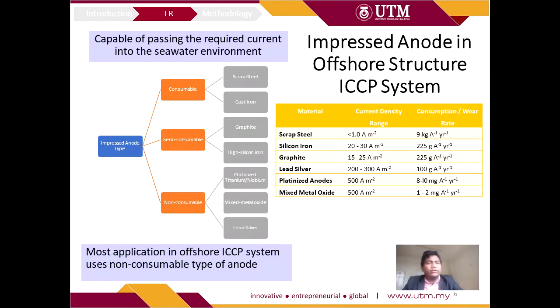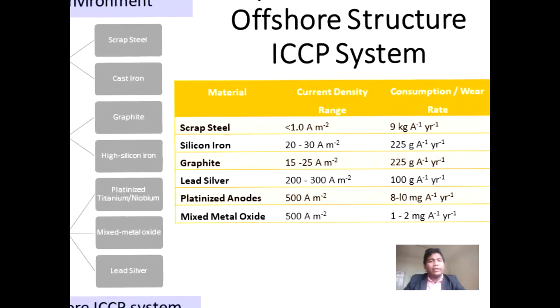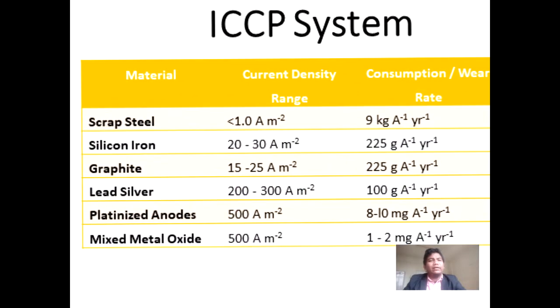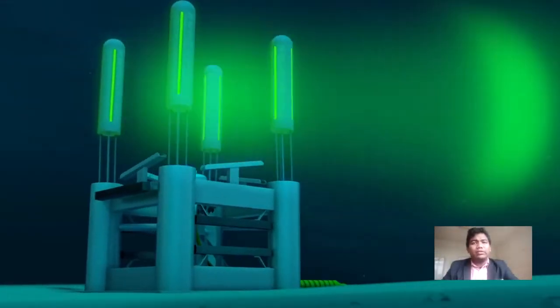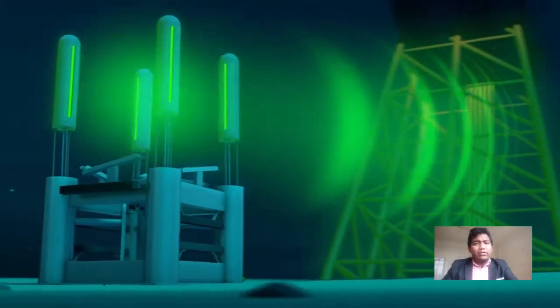Moving on to the literature review. So, the ideal anode of an ICCP system must be capable of passing the required current into the seawater environment. As most offshore structures have a long lifetime, the anodes used are the inert type, such as metal oxide or platinized anodes. According to the table shown, besides having a very low consumption rate, these anodes have a high current density range, which gives them the ability to drive high current. This allows the anode to be placed remotely from the structure, protecting the large areas of the offshore structure at a certain distance.